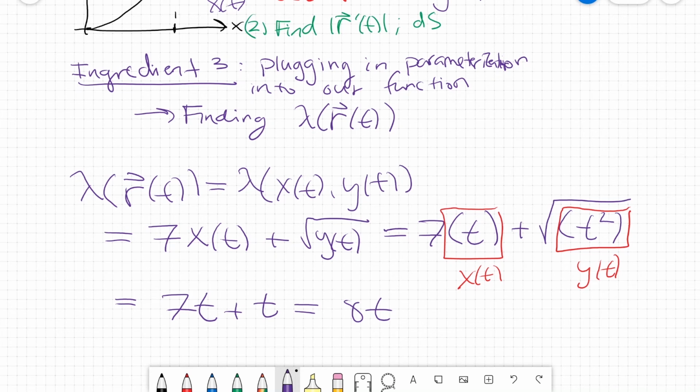Going back to our explanation using the ant, this is basically telling you that as we're looking at our clock, and as this ant moves up from the origin to the point 1, 1 on the parabolic curve, it's measuring a higher density, a density that increases with time as 8 times t.